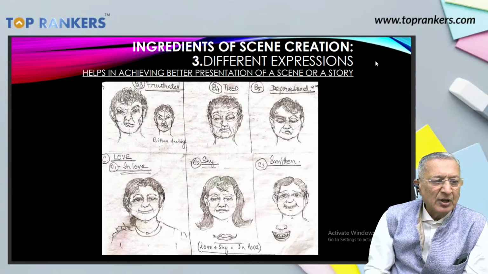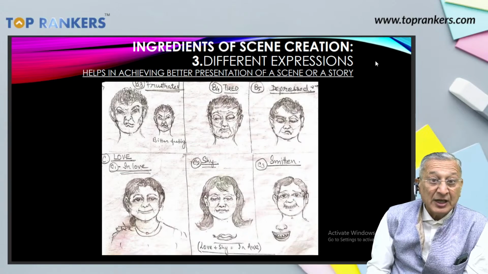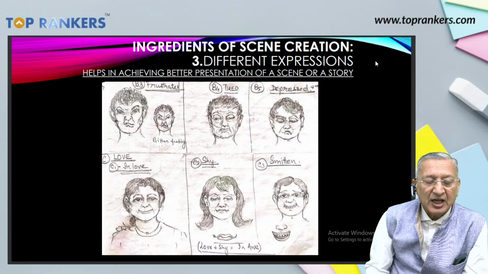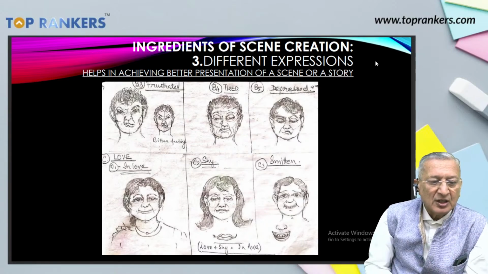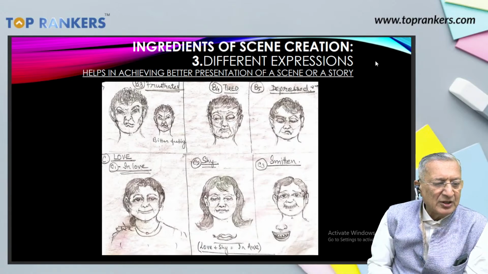For example, this frustrated guy, with the eyebrows up and the lips going halfway down, like a tired person, the eyelid going a little down. A depressed person, eyelids going down, and even the lips are a little stretched downward.